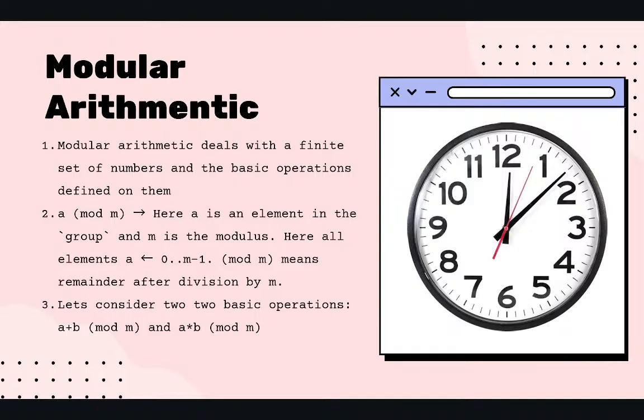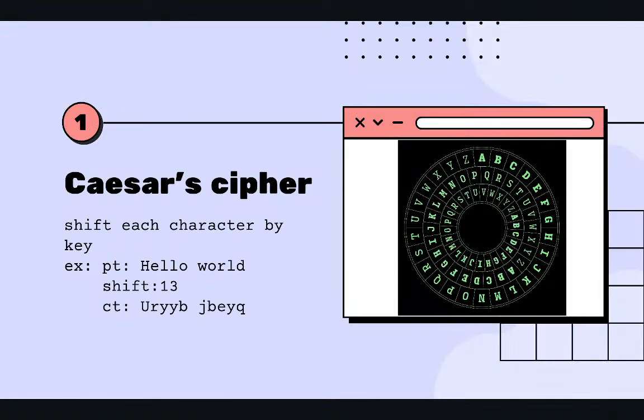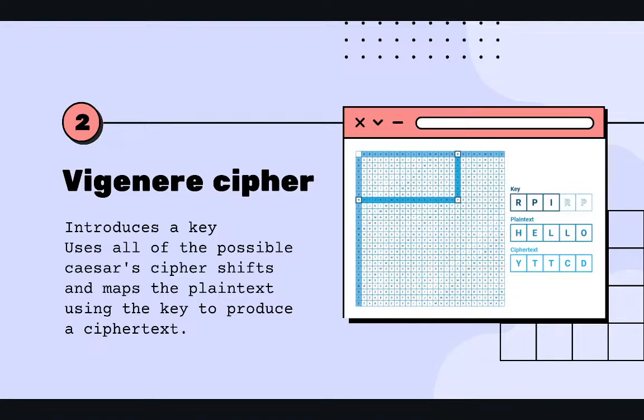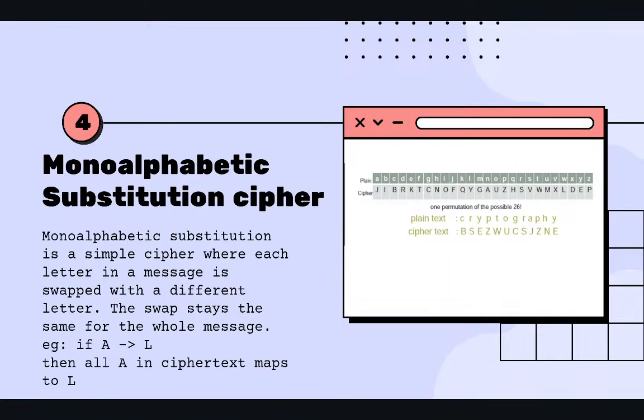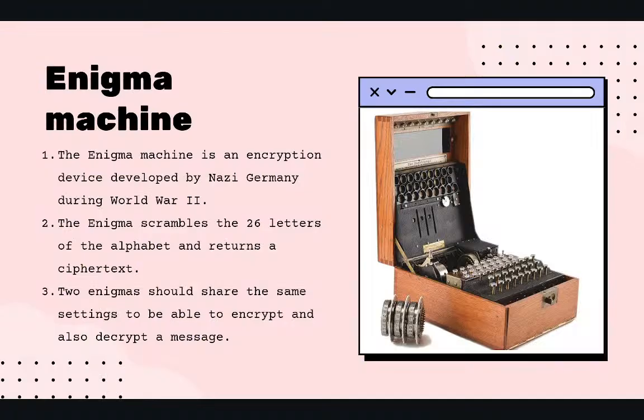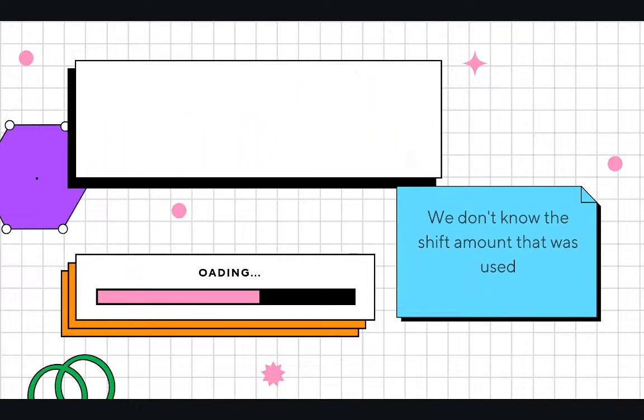If you guys have any doubt on this, please do tell. We looked at the Caesar cipher, where you shift each character by an amount. We looked at the Vigenere cipher. We looked at the Hill cipher, substitution cipher, ROT13, and the Enigma machine. We talked about the Enigma machine, and we had a few challenges.